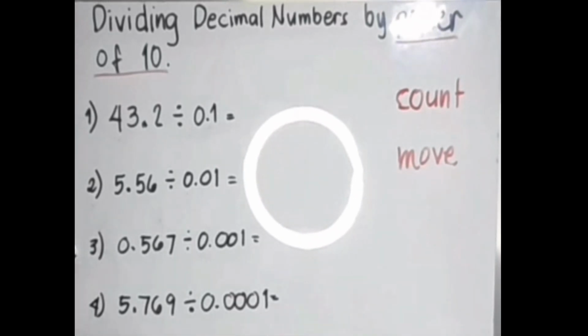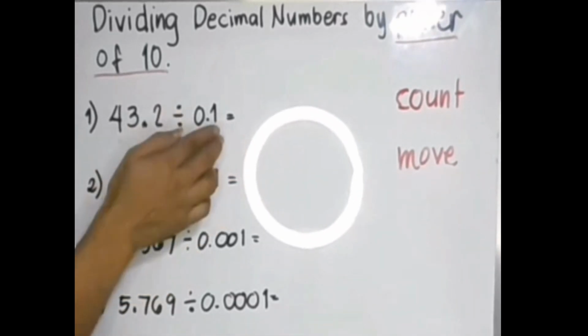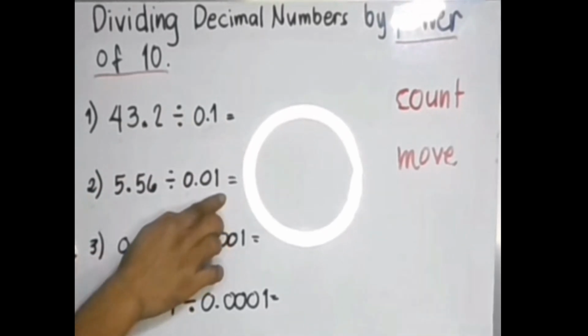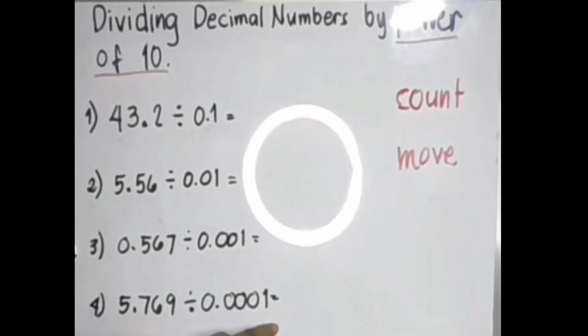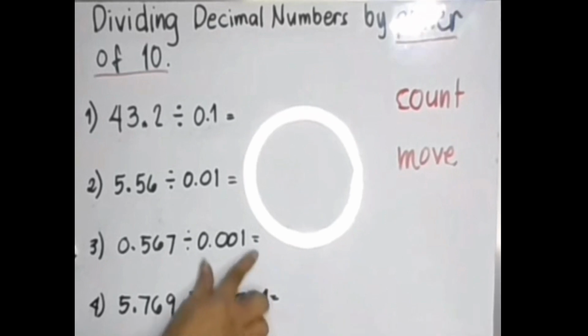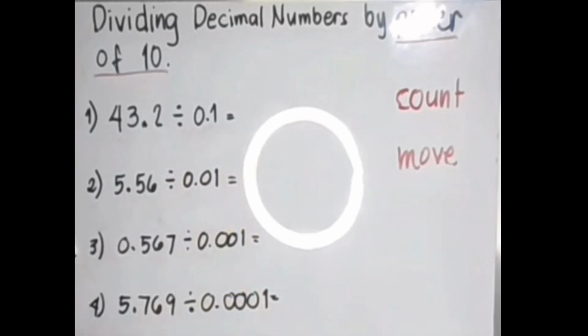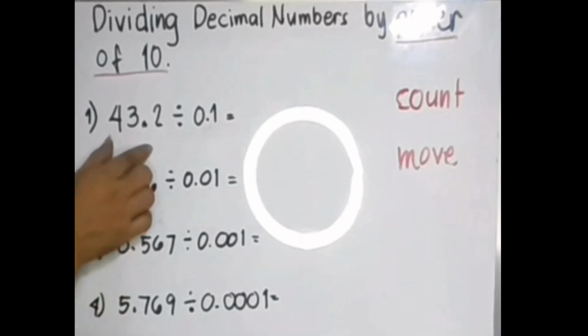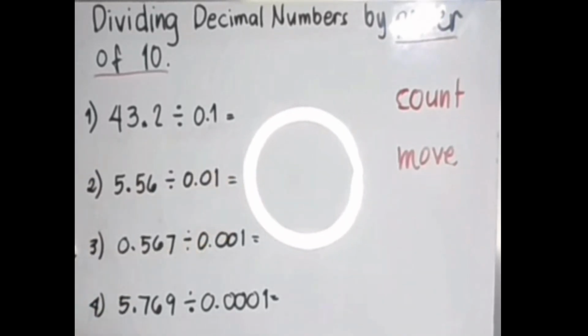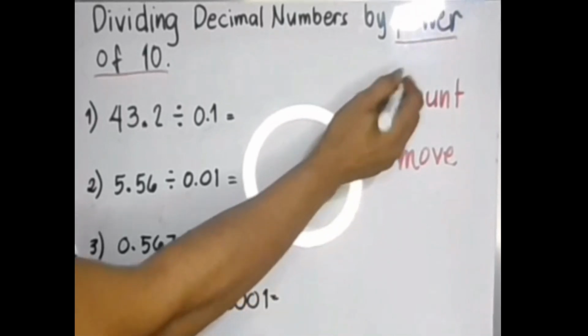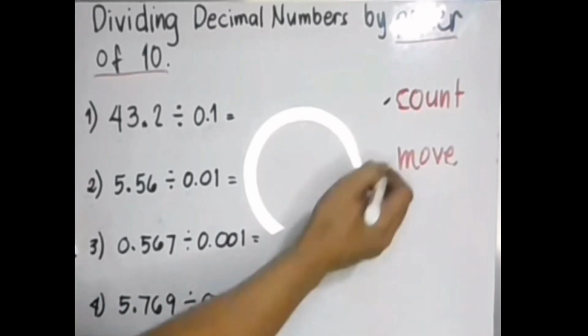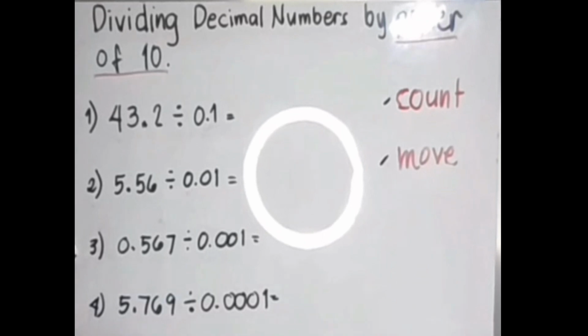Kung mapapansin nyo, ang ating mga divisors are 1 tenth, 100, 1,000, and 110,000. Itong mga numbers na to ay example ng decimal number power of 10. Ngayon, paano ba mag-divide ng decimal number by a decimal number power of 10? Merong madaling paraan para magawa yan without computation. Ano ito? Okay. We have, the first one is count. And the second one is move.